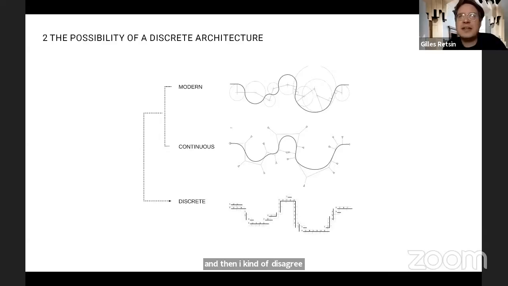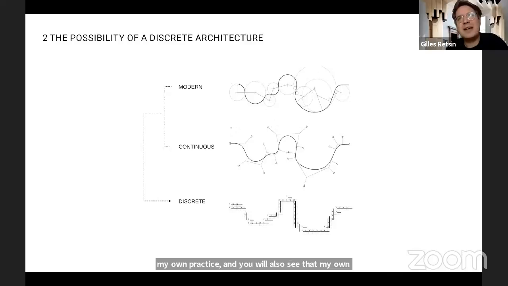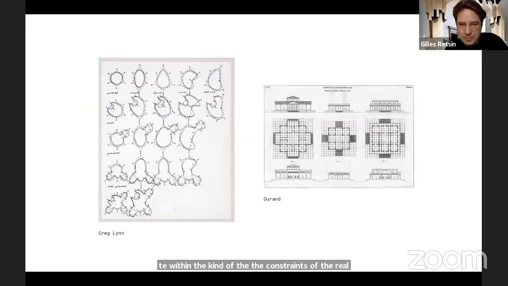Like what is actually, when it would be built, what is a discrete architecture? And to illustrate this chapter, I will mainly look at work from my own practice. And you will also see that my own practice obviously operates in the right here and now. So it tries to bring research that we're doing at the lab to the real world, but also needs to operate within the constraints of the real world, right? So it's less blue sky and it's more applied.